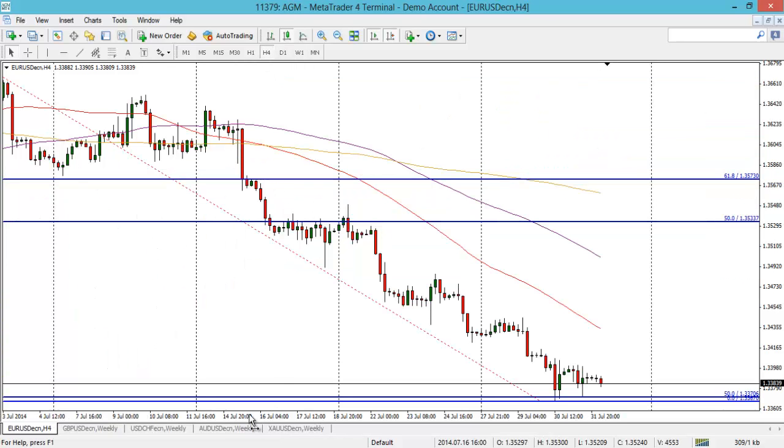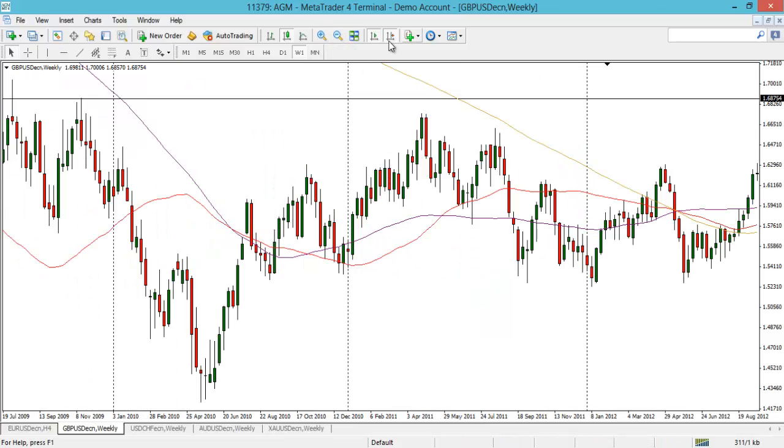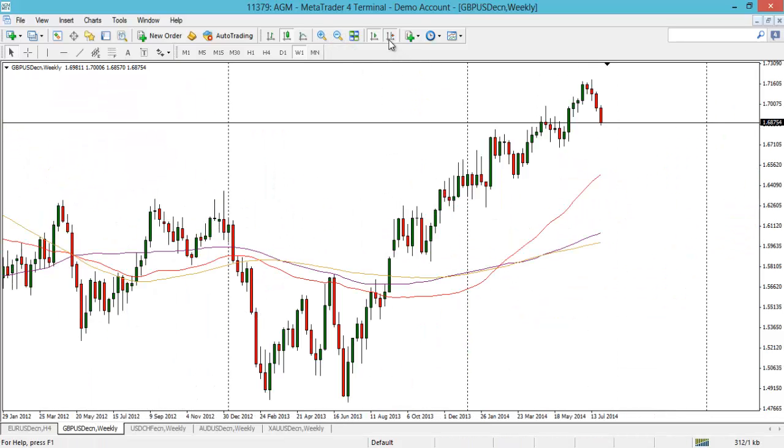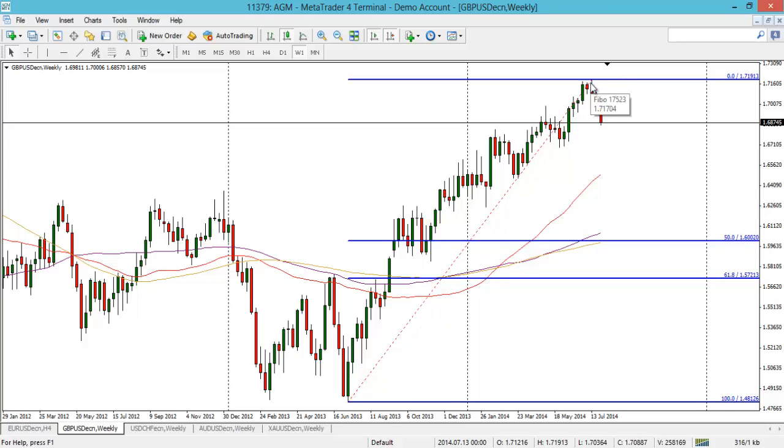Yes, that's pretty much it in terms of the Euro dollar chart. Let's look at cable. What's going on on the cable weekly chart? It is starting to retrace down more healthily now. I mean, what have we been speaking about ever since this massive move up? It's definitely been healthy for a retracement to the downside, I think.